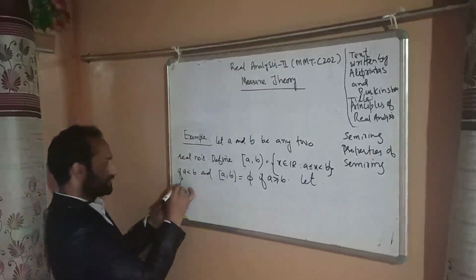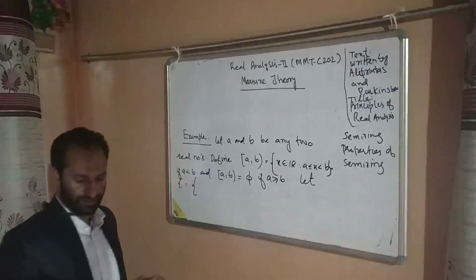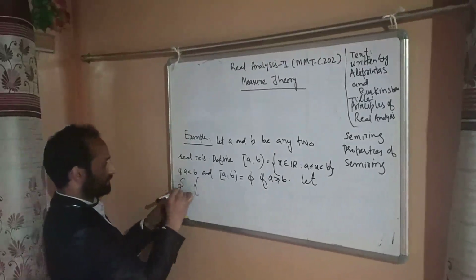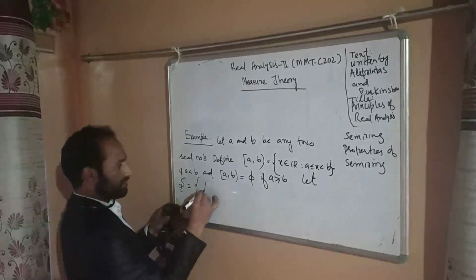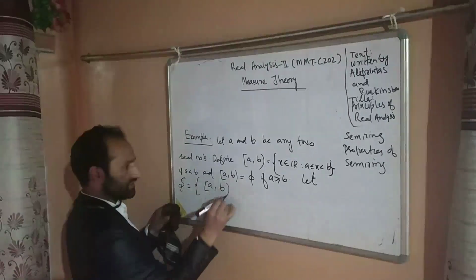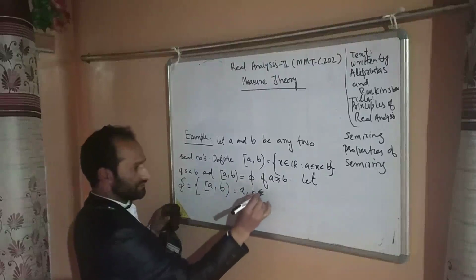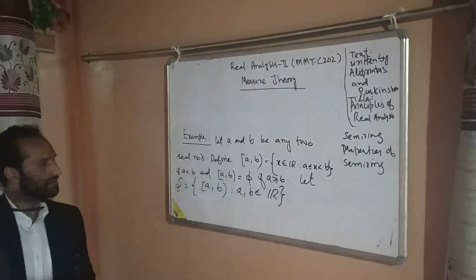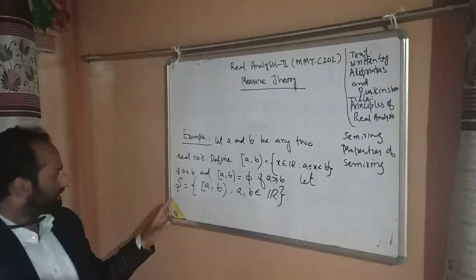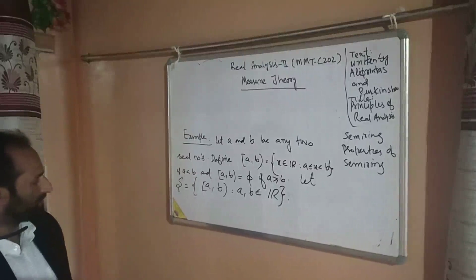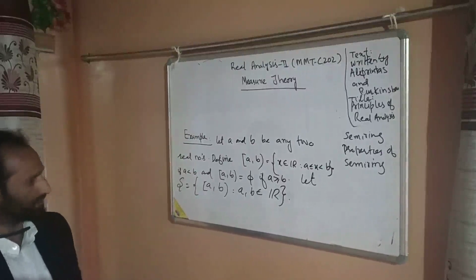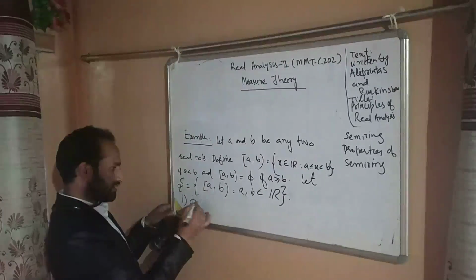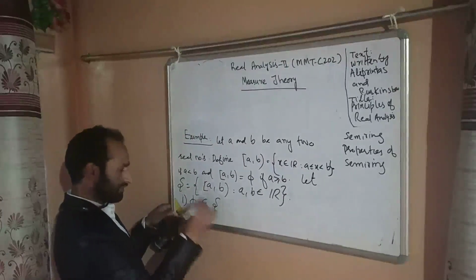Let S be the class of all such semi-closed intervals. We show that this class has the following properties. First property is this class should contain phi. Phi is a member of this class.